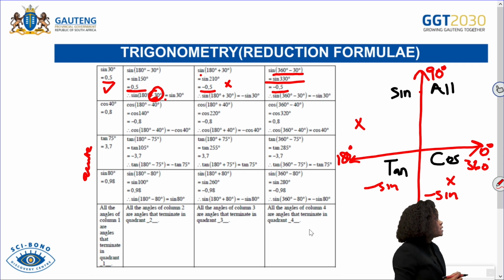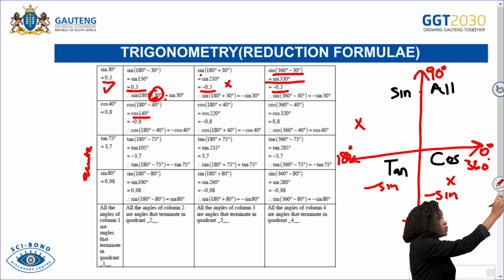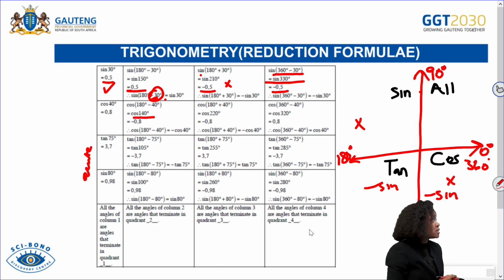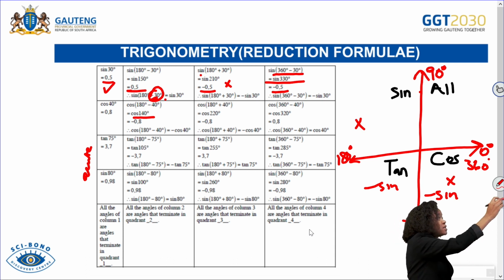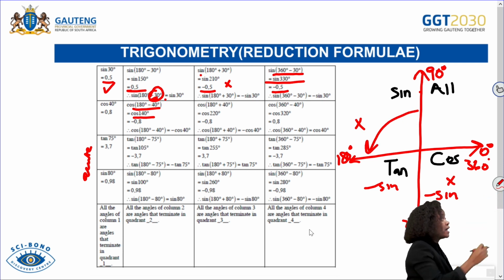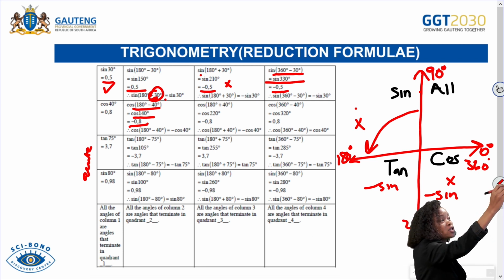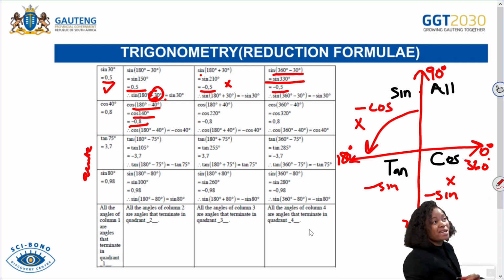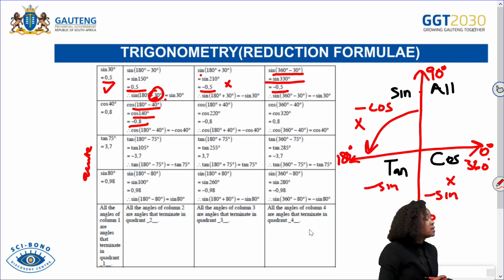If you punch it in a calculator, you'll get 0.5. And cos of 180 degrees minus 40 degrees is going to give you cos of 140, because 180 minus 40 is 140. If you punch it in a calculator, you will get negative 0.8. Remember, 180 minus an angle is going to be in quadrant 2, and hence your answer is going to be negative, because cos in the second quadrant is negative, as only sine is positive in the second quadrant.